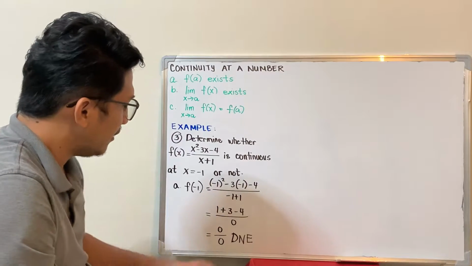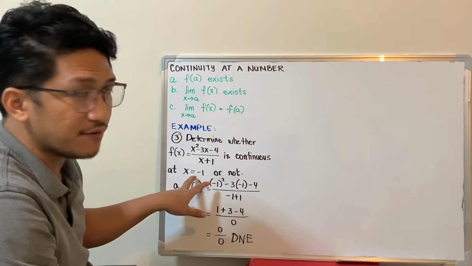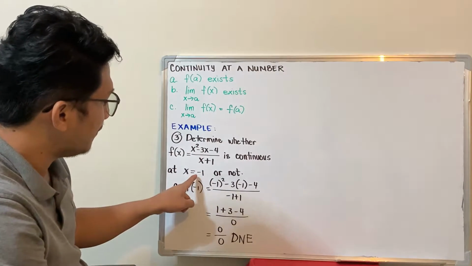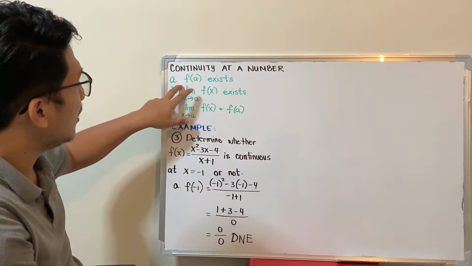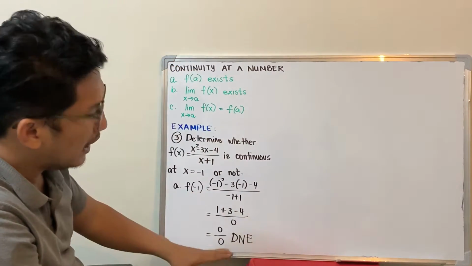So meaning, diri pa lang daan, you already know that the function is discontinuous at x equals negative 1. Or the function is not continuous at this value of x, which is equal to negative 1. Because again, it does not satisfy condition letter A. Sa condition A, dapat si f of a may exist. Pero wala man siya na-exist.